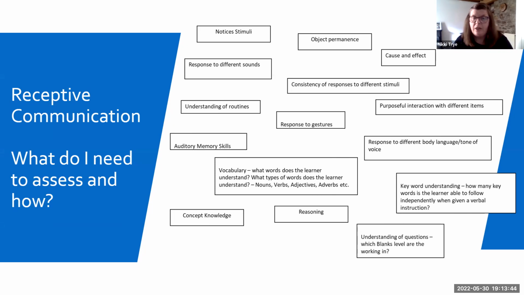Purposeful interaction, noticing stimuli. It really does start at that quite low level, moving on to concepts like understanding about reasoning, questioning. But yeah, I've tried to cover as much as possible in that for you guys to refer back to.